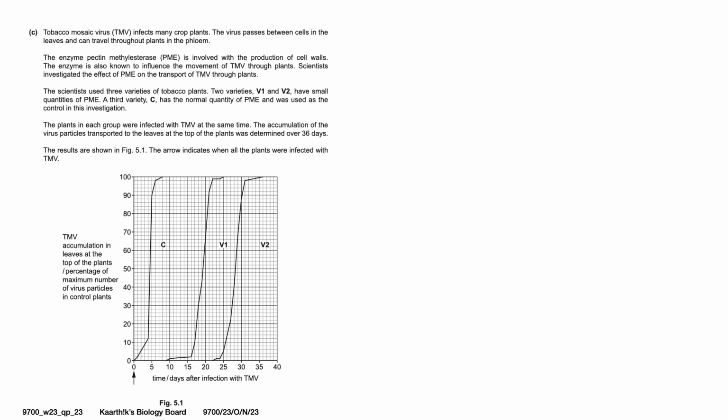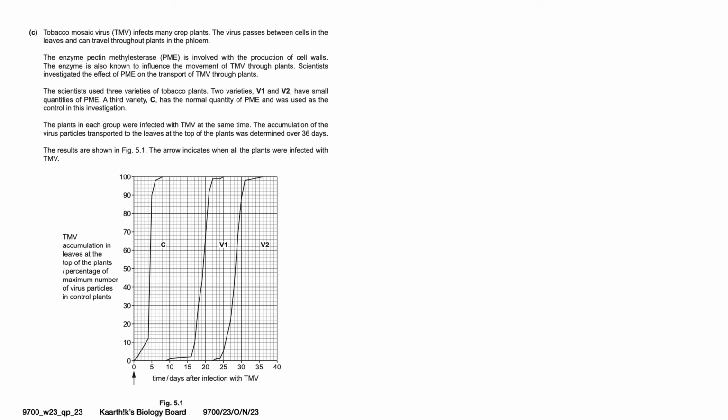Moving on to next question. Tobacco mosaic virus (TMV) infects many crop plants. The virus passes between cells in the leaves and can travel throughout the plants in the phloem. The enzyme pectin methylesterase (PME) is involved in the production of cell walls. The enzyme is also known to influence the movement of TMV through plants. Scientists investigated the effect of PME on the transport of TMV through plants.